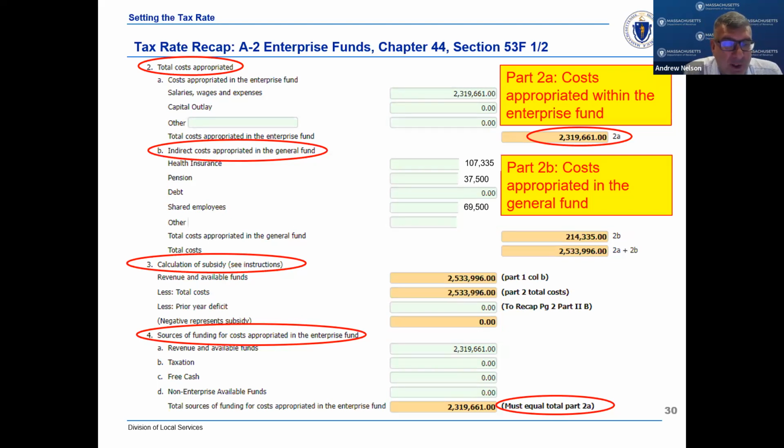When you go down to part 4 is what's going to tie to page 4. So this is only the amount of the appropriations that were done in the enterprise fund. So you'll see now, even though we're paying 2.5 million in expenditures, only 2.3 of it was appropriated in the enterprise fund. So that's what we're putting here, the amount that came from 2A above. If there was a subsidy, some of that would be picked up by taxation or free cash or some other available thing. But in this case, they have the money in the enterprise fund. It's fully sustaining. It's taking care of itself. Next, please.